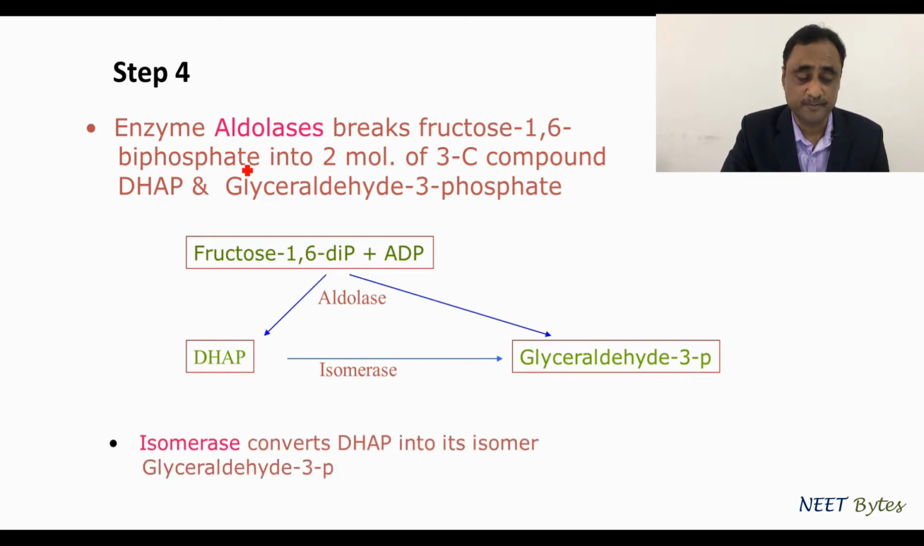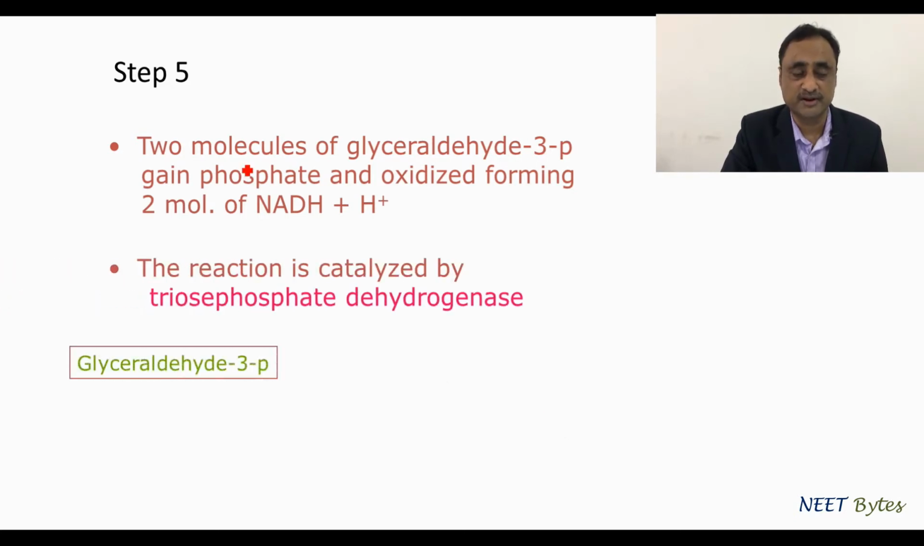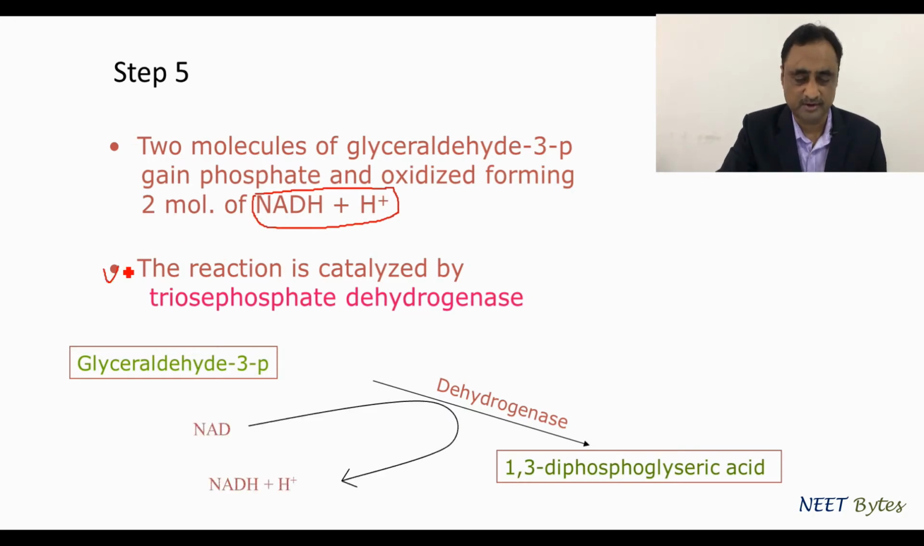In step 5, what happens? Glyceraldehyde 3-phosphate gets converted into 1,3-diphosphoglyceric acid. Mind it, here an aldehyde is getting converted into an acid, so definitely hydrogen will be released, and that hydrogen is accepted by NAD, and as a result NADH plus H plus is formed. So this is very, very important from that aspect, right?